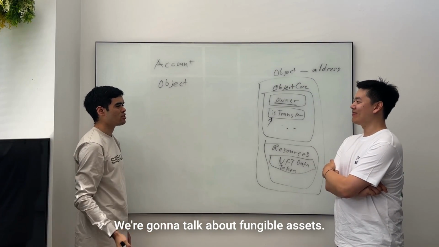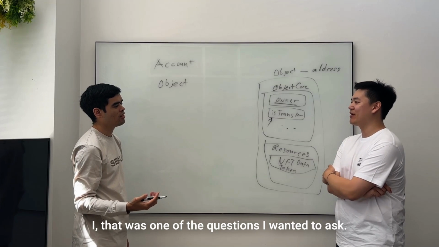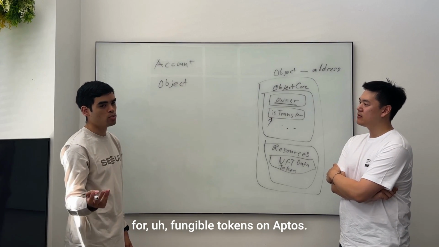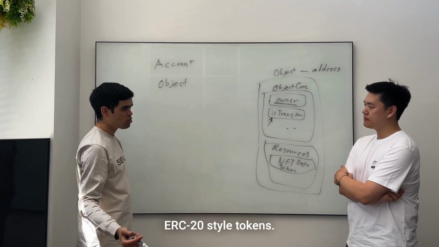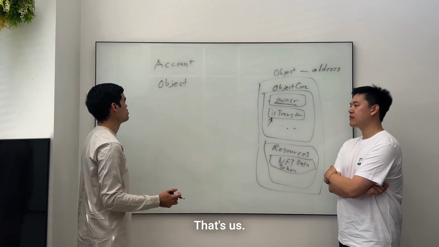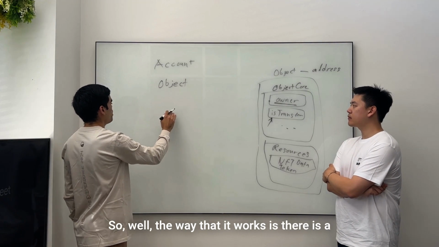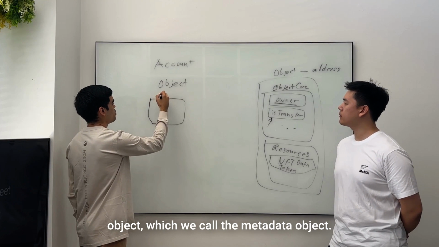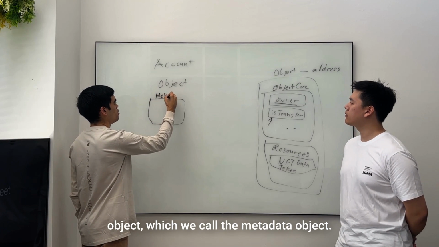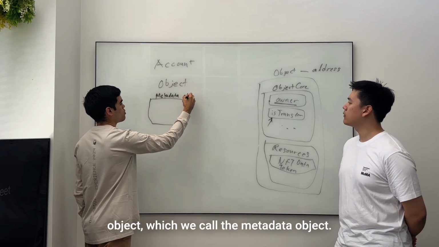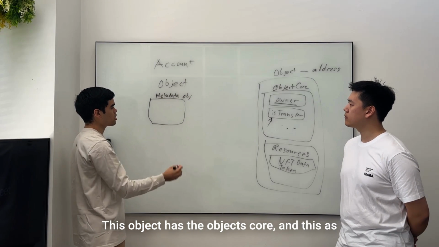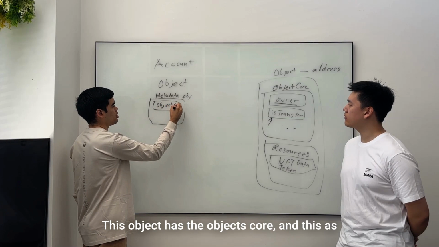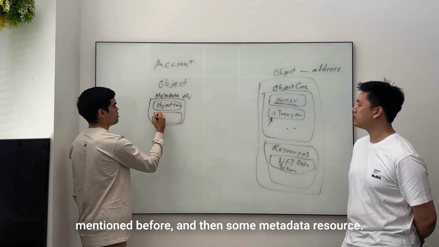We're going to talk about fungible assets. Yes, that was one of the questions I wanted to ask. Fungible assets is our standard for fungible tokens on Aptos. Think about ERC20 style tokens, that's us. The way it works is there is an object, which we call the metadata object. This object has the object core in it, as mentioned before, and then some metadata.